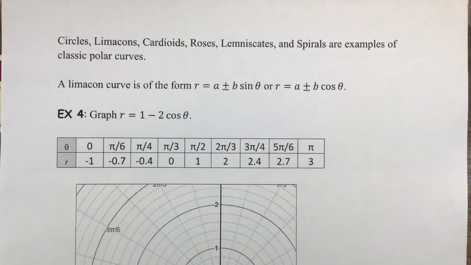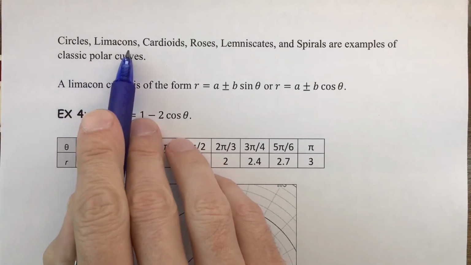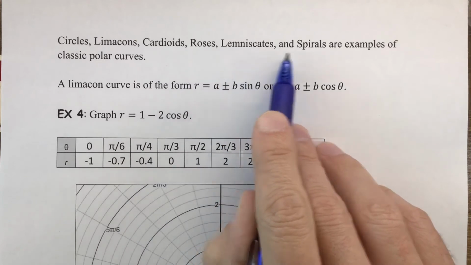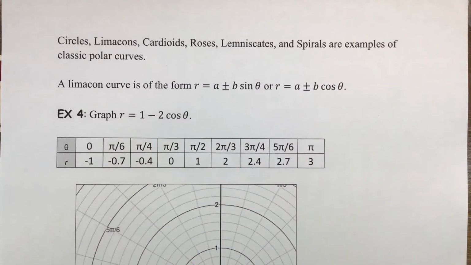All right. In this video, I am not going to be showing you all the different types of polar graphs that we have. However, I am going to be showing you one more of the classic curves that we have. The classic curves include circles, limaçons, cardioids, roses, lemniscates, and spirals. Okay, those are the classic versions of the polar curves that we have. So today we are going to take a look at the limaçon. We're going to see what that one looks like.